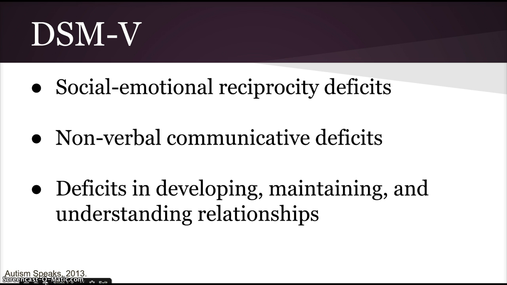People with ASD also experience deficits in developing, maintaining, and understanding relationships, ranging, for example, from difficulties adjusting behavior to suit various social contexts, to difficulties in sharing imaginative play or in making friends, to complete absence of interest in peers. So, they have much difficulty with recognizing emotion in themselves and others, which in turn leads to challenges with social relationships.